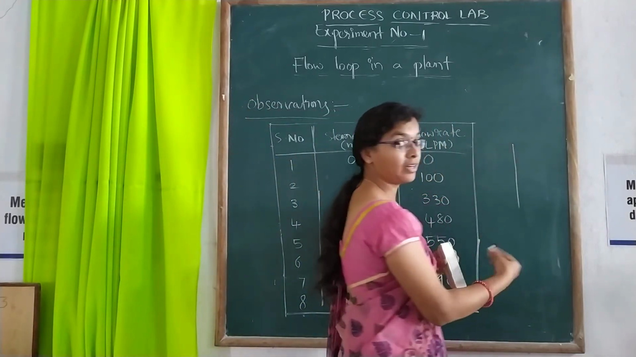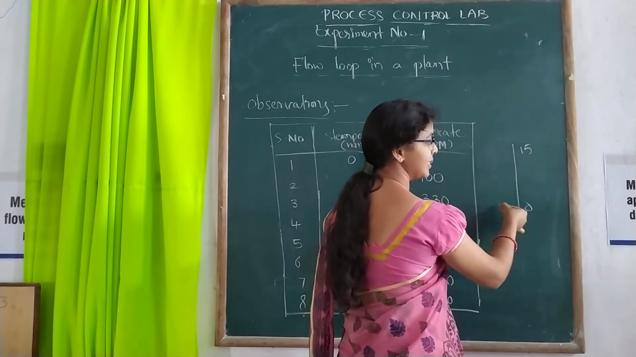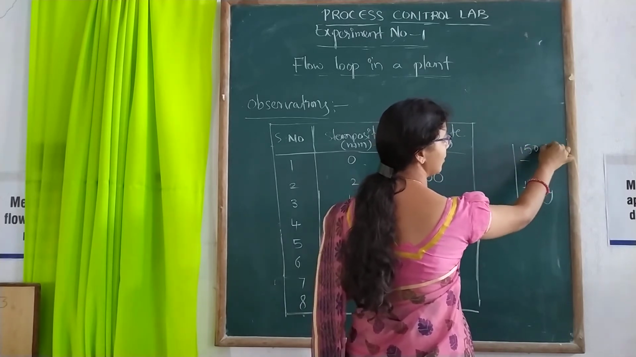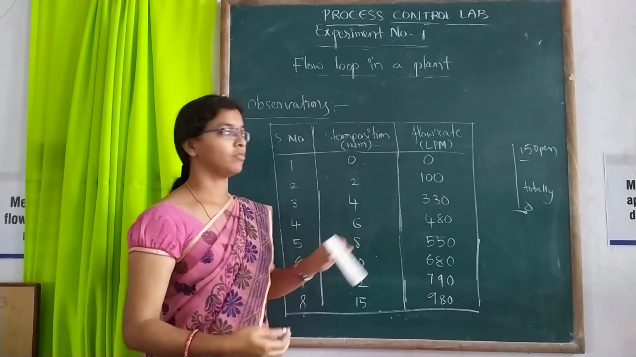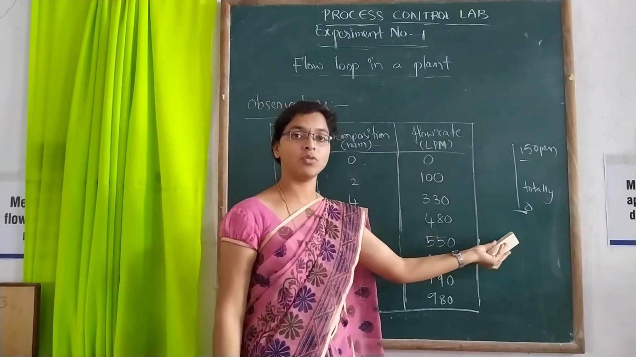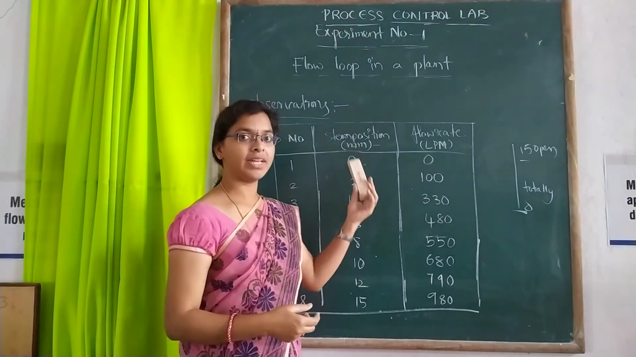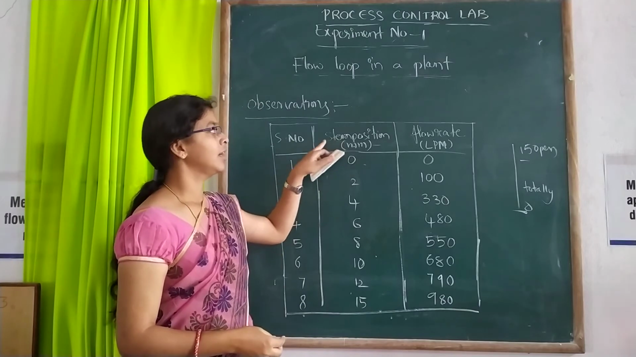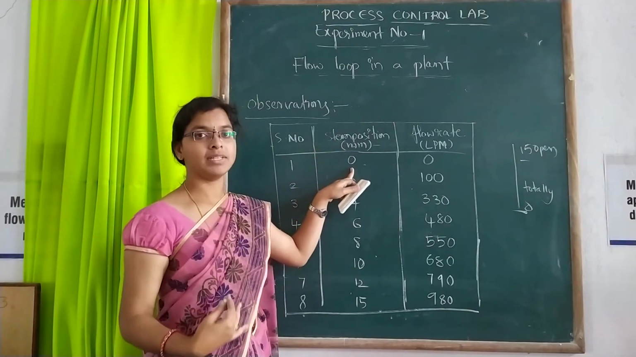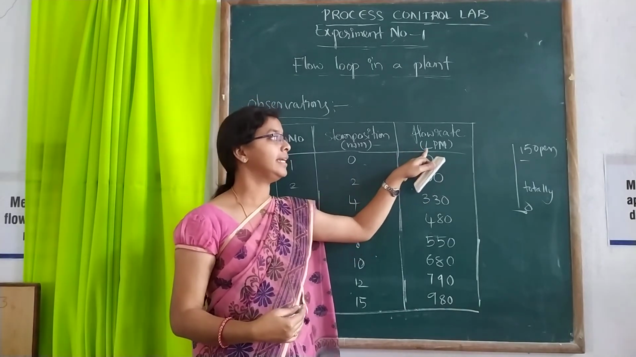Whenever we are reading, we take the stem position from 0 to 15. 0 means totally closed, 15 means totally open. Whenever the valve is totally open, we get the maximum flow rate. Whenever the valve is totally closed, at the 0 position, we get the minimum flow rate. Likewise, we take all the readings. Here you observe the stem position, we take in mm. Whenever the valve is totally closed, there is no flow rate, that is 0. We take flow rate in liters per minute.